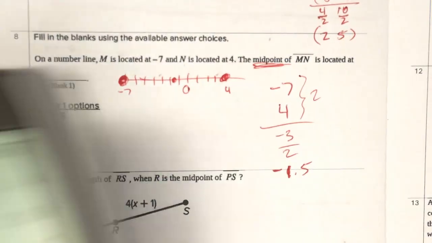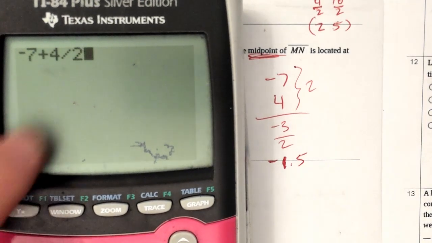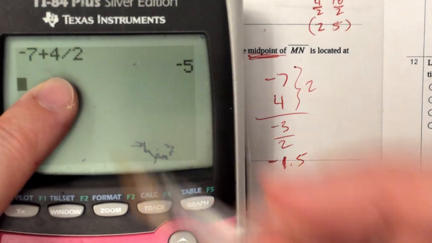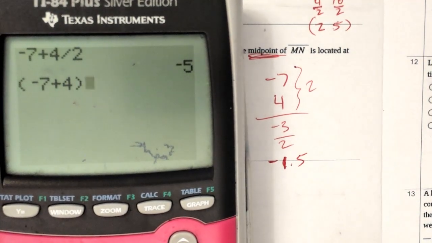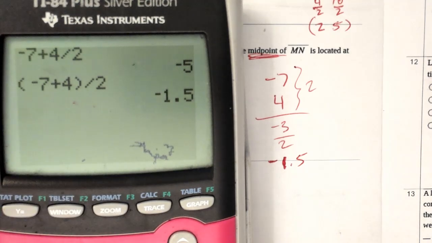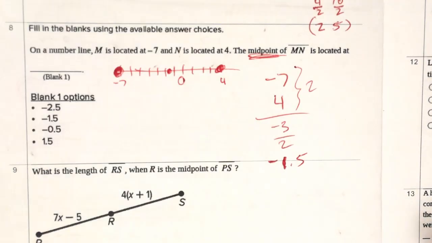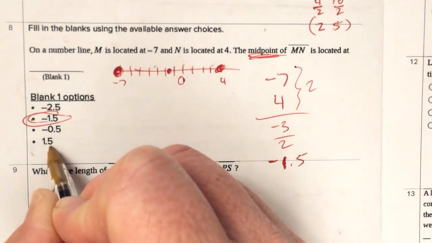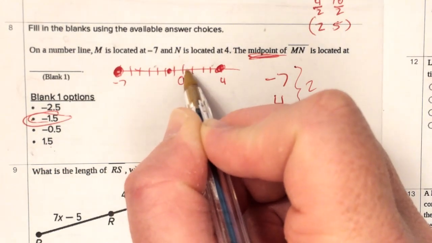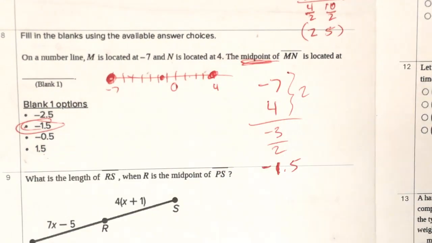Now, there's a very big common mistake on this one. Negative 7 plus 4 divided by 2, this is incorrect. This only divided the 4. What you're supposed to do is negative 7 plus 4 equals, then divide by 2. So be very careful with that answer. And here's the answer. And notice they gave us the positive version of this as well, but the positive version doesn't even make sense. That'd be right here. That's not halfway in between. So that doesn't work. So when in doubt, draw it out.